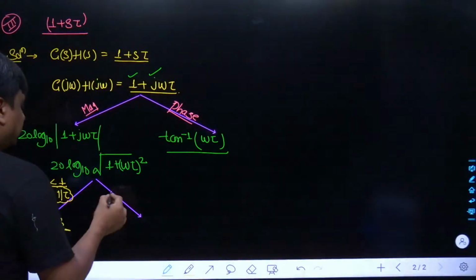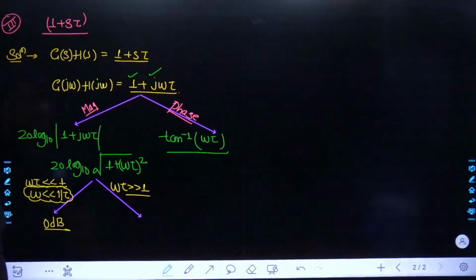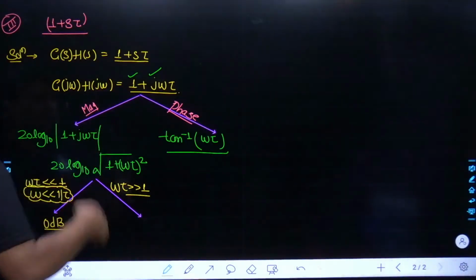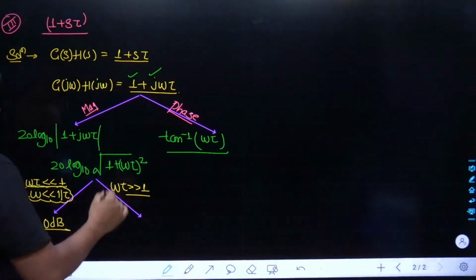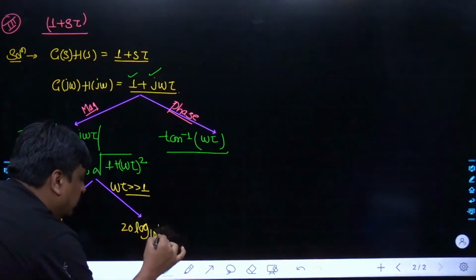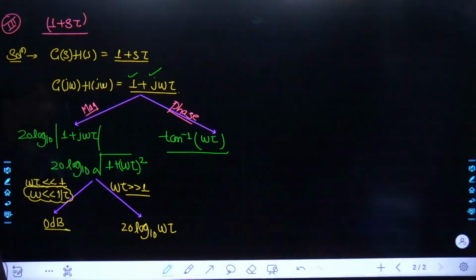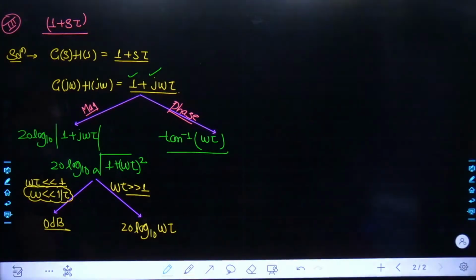Now if I take another situation, omega tau is much greater than 1. In that case, what happens? Now the 1 can be neglected in front of omega tau. And now the square as well as square root is knocked off. The factor which we have is 20 log base 10 of omega tau. Yes, no? So the factor which we have in hand is 20 log base 10 of omega tau.